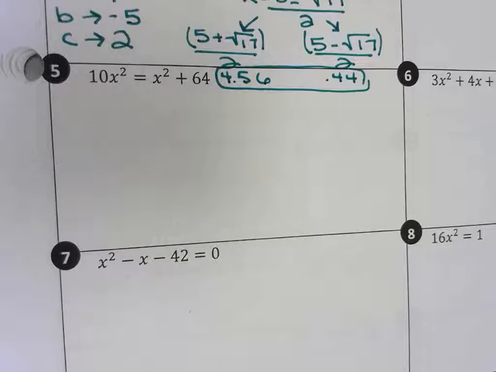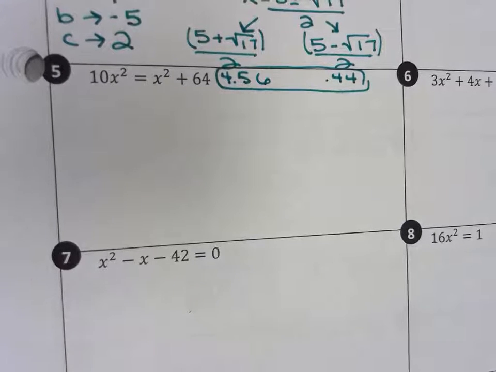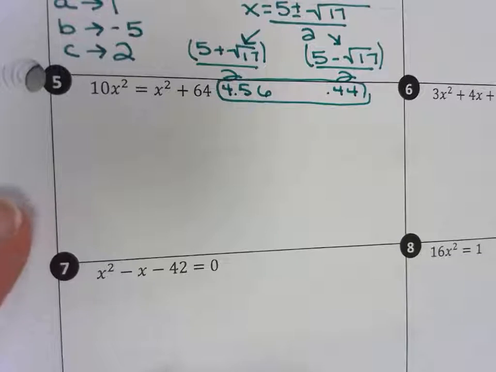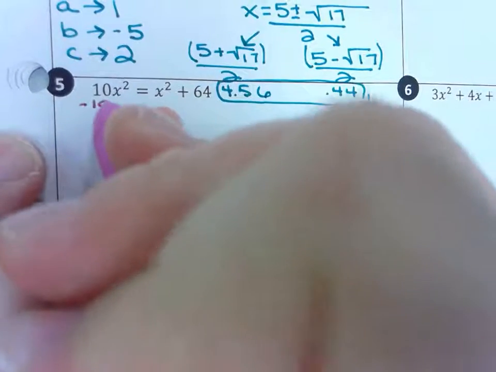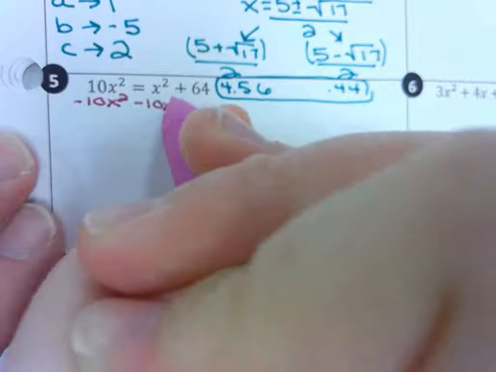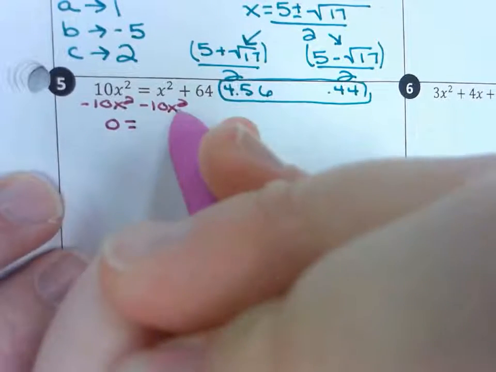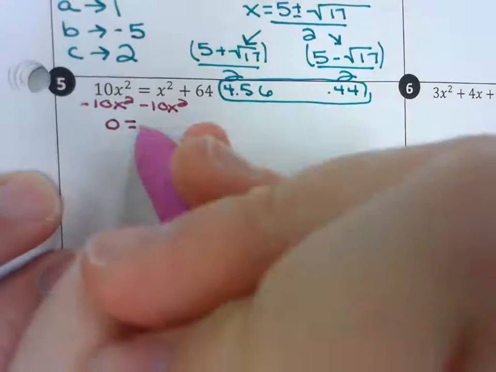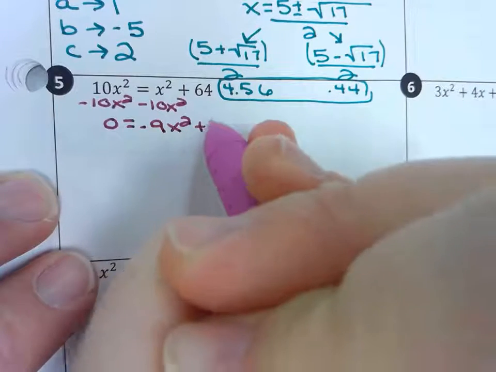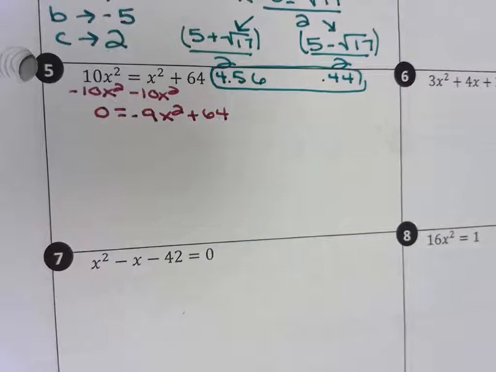Okay, if I look at 5, I need to get it equal to 0. So any thoughts on what I could do to get it equal to 0? Subtract x squared, 64. Okay, or we could subtract 10x squared. That's what I would probably do first, because I see there's only one thing over there, so I would subtract 10x squared. Either way, you'll get the right answer. So I get 0 equals, I can combine the x squared, so that's going to give me what? Negative 9x plus 64. Okay, so I have that.